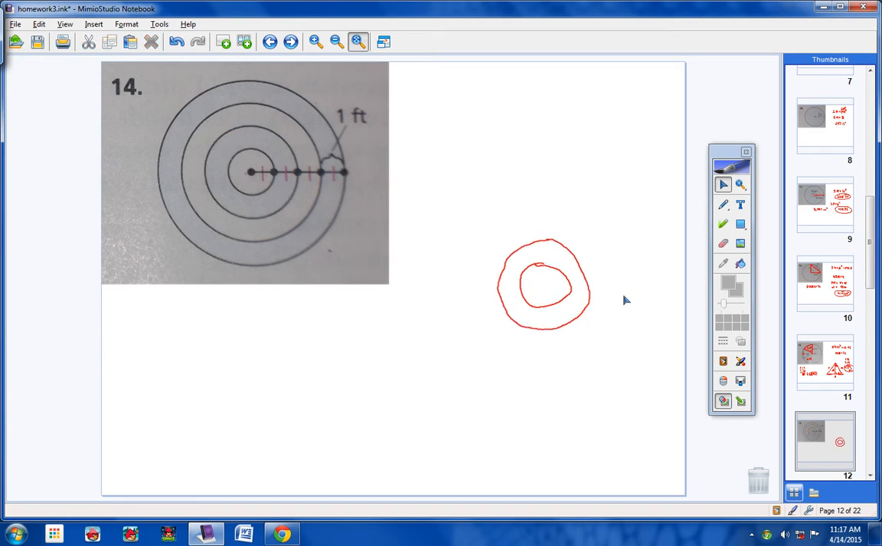Now, I want us to find the area of this outer ring. Alright? So, first of all, notice all of these little distances here are 1. All of these little distances are 1. So that means the radius from here to here is 1. And the radius from here all the way out to the end of the circle is 2. Okay?